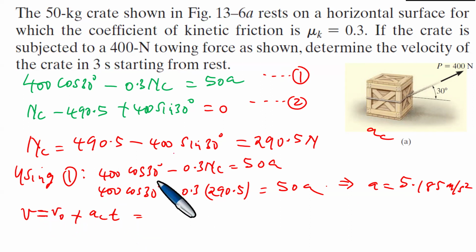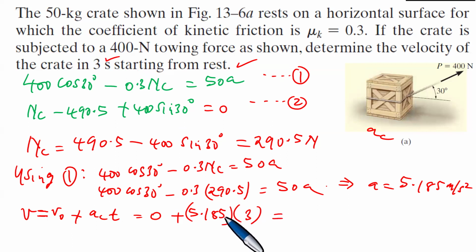And then now you have the initial velocity because this one is from rest. 0 plus the acceleration, which is 5.185. The time is exactly what? 3 seconds. And if you compute this, you're able to get 5.185 times 3, which is actually 15.6 meters per second.